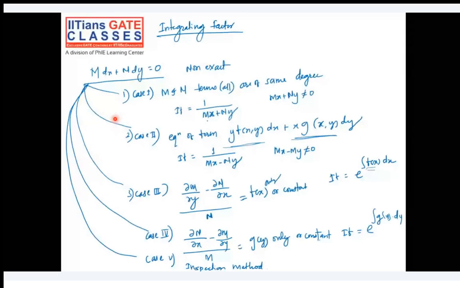So let me just give you the first question: x square y dx minus (x cube plus y cube) dy equal to zero. So this is the given question. First of all, check whether it is exact or not. And if it is exact, solve it. If it is non-exact, make it exact and solve it.